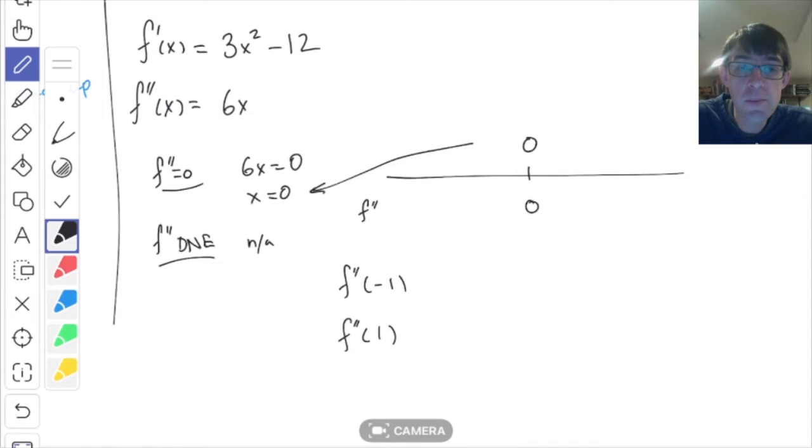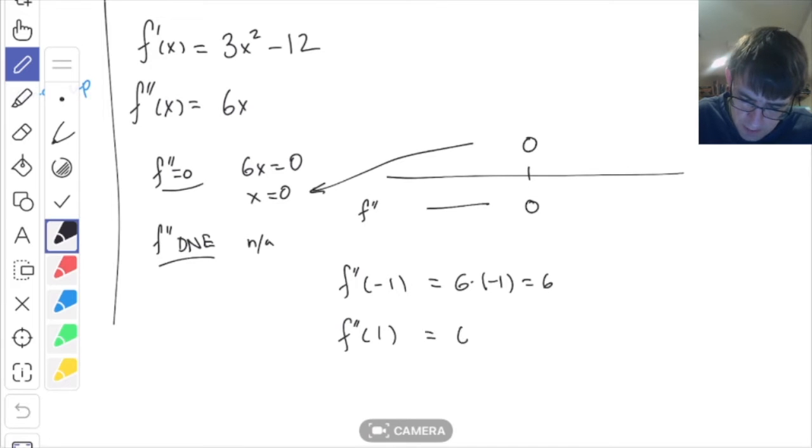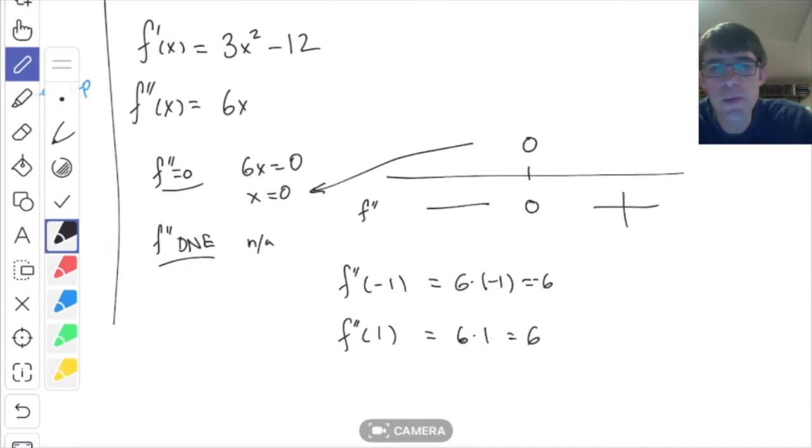So f double prime of -1 will be 6 times -1, which is -6, which is negative. So it's negative on the left side. And then f double prime of 1 is 6 times 1, which is, what? The other one was -6. This one is +6. I said it right, but I wrote it wrong. So I got a plus on that side over there.